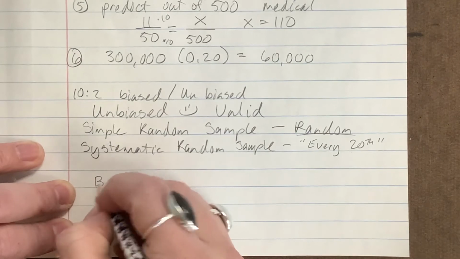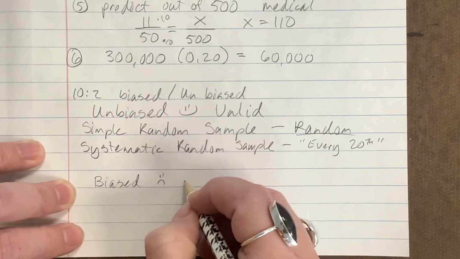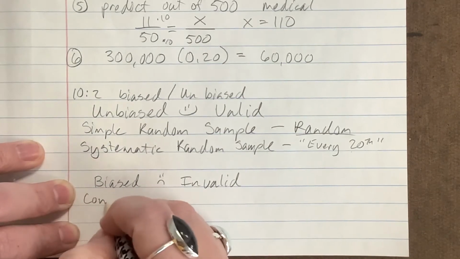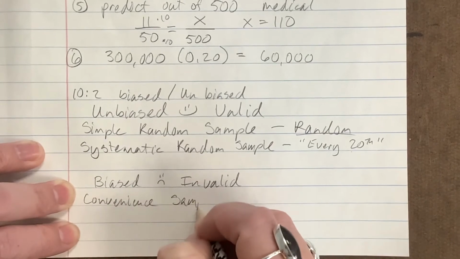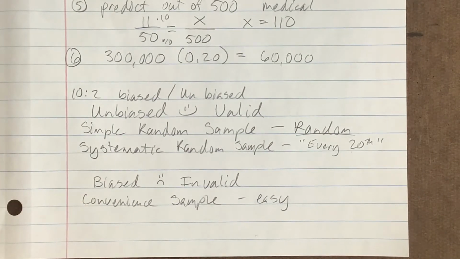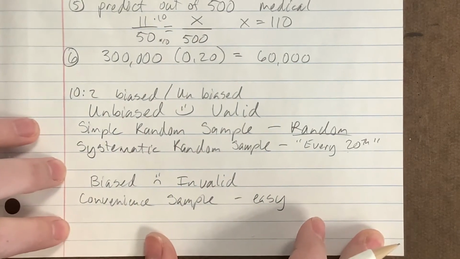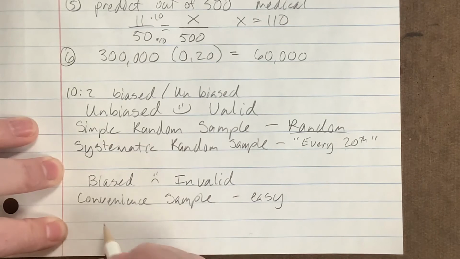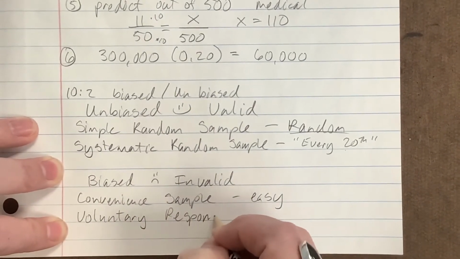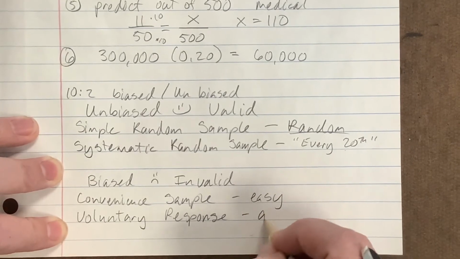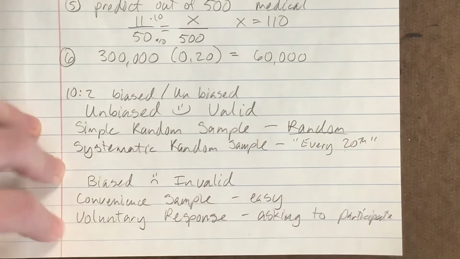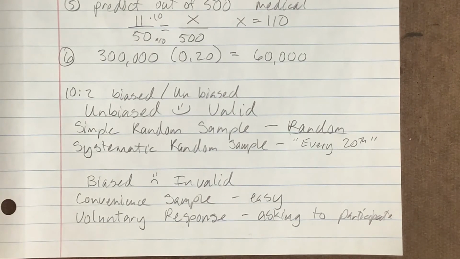If we have biased, frowny face, those are invalid conclusions. And these two are convenience sample. Remember, that's just the easy people. And remember, biased and unbiased just means that people are either over or underrepresented. Your sample group does not match the population. Okay, so convenient sample is just asking the easy people. Voluntary response. This is asking people to participate. Okay, so those are the two kinds that are not so good that the book likes to talk about.